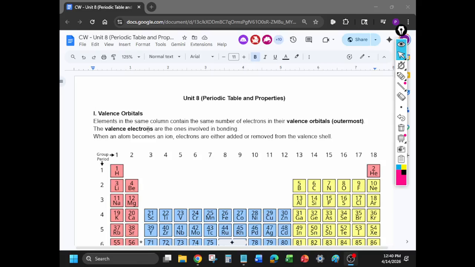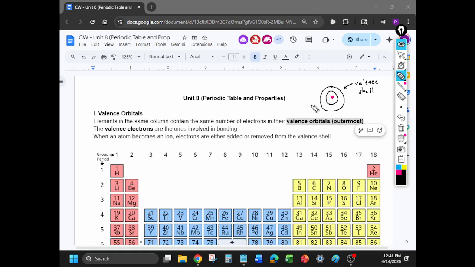For the first part of this unit, we're going to be talking about things called valence orbitals, and I do want you guys to copy this down. Valence orbitals just basically means the outside shell of an atom. So we've talked about this before, but an atom has a nucleus in the center, and the electrons fly around it in these regions that we call shells. The one on the outside is called the valence shell, okay? Just make a note somewhere that valence means outermost.